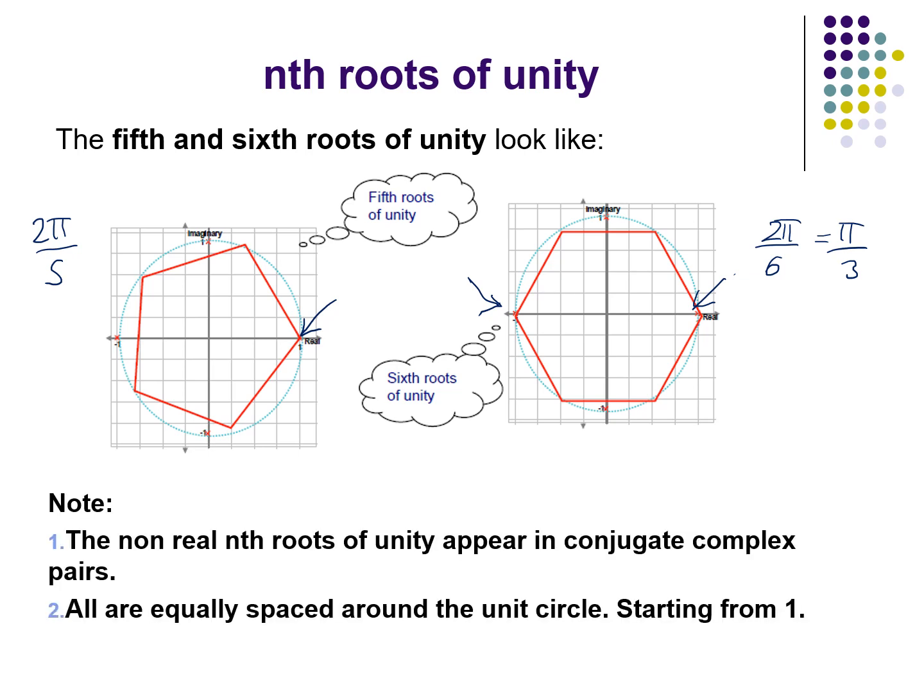These are really important things to note, so make sure you get those written down. The non-real nth roots of unity are in conjugate pairs, and all of the roots are equally spaced around the unit circle, and they all start from 1 on the real axis, because you always get 1 as an answer for the nth roots of unity.